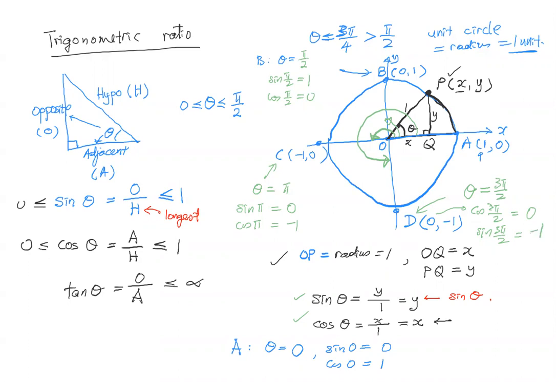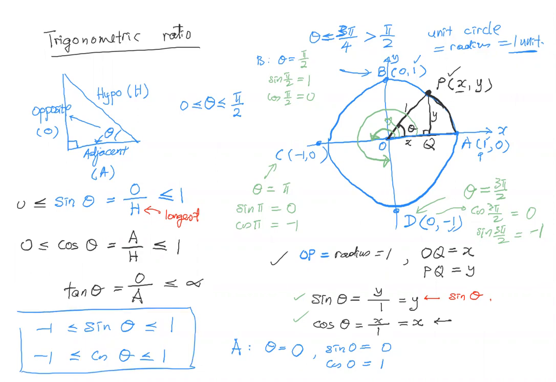So from all this here, we can make a conclusion. Sin of an angle, highest is 1. Lowest is negative 1. Same goes with cos of an angle. So these are the true facts that we have to remember about trigo. You have to know the trigo ratios. You have to know about these true facts. Okay?